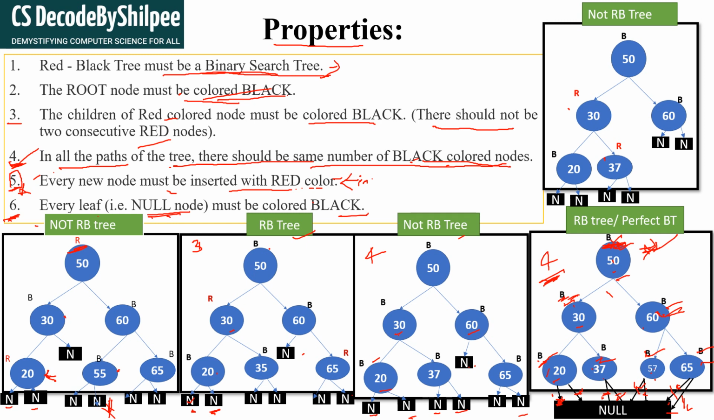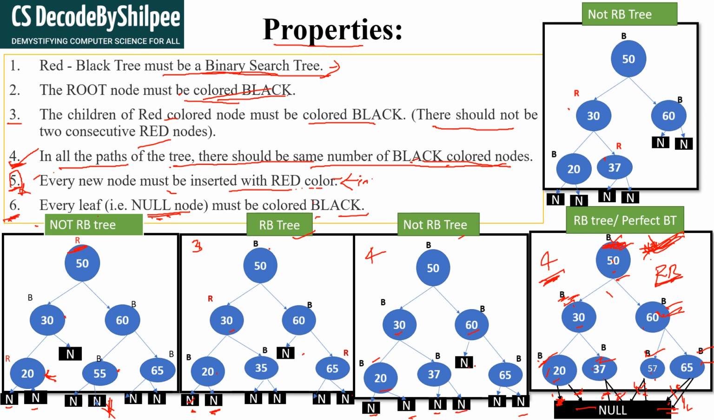Sixth one is saying that every leaf node or null node must be colored black. So look at that, all these are black, all these are black. It means that this tree is following all the properties of the red black tree. It means that this is the valid red black tree. This is the valid red black tree.